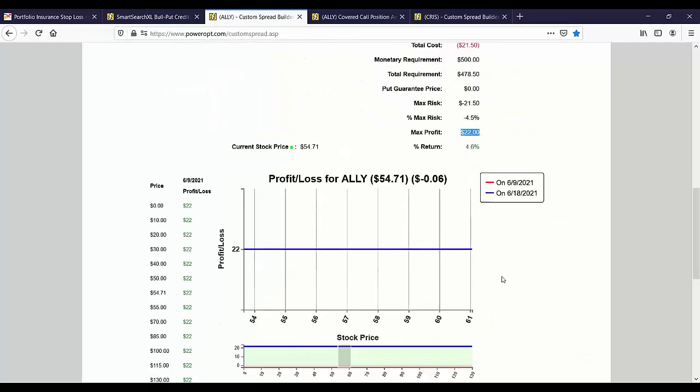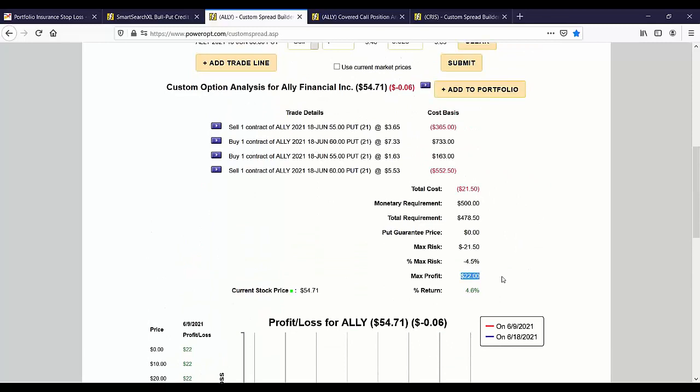The loss here is only $22 in this case. I'm actually making a profit. We paid a debit of $368. We're getting $5.52 back for the 60. It's only costing us $1.63. Okay, so this is actually closing at a profit. That's pretty good. You're not there. I understand that, John. You're not there.